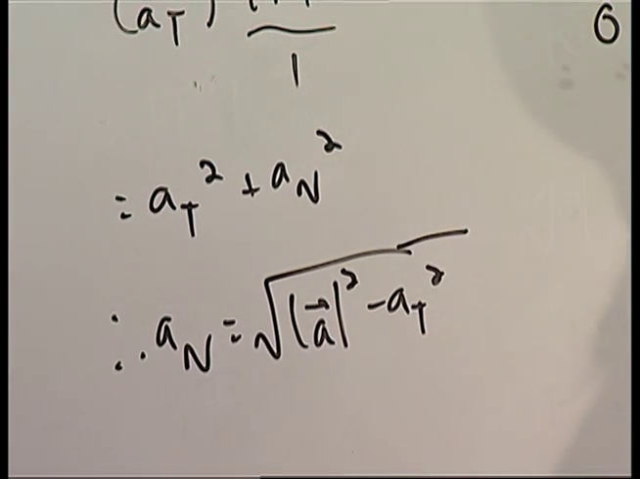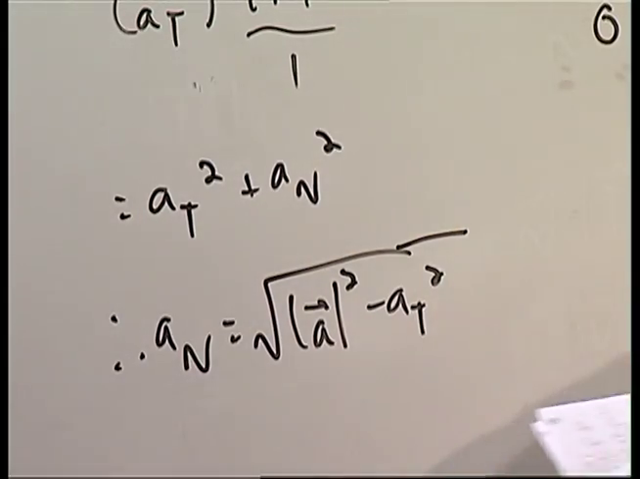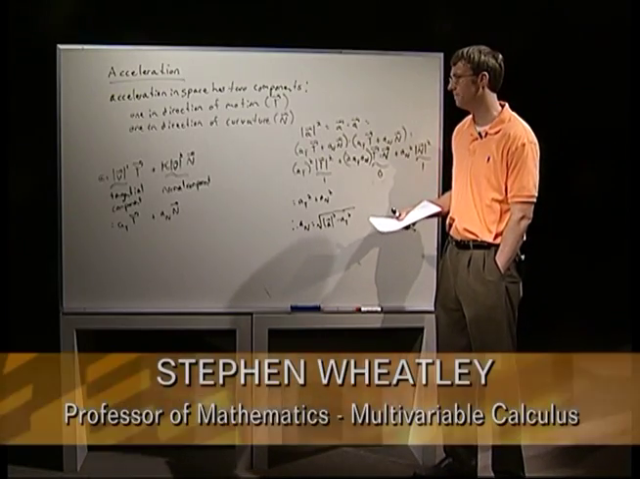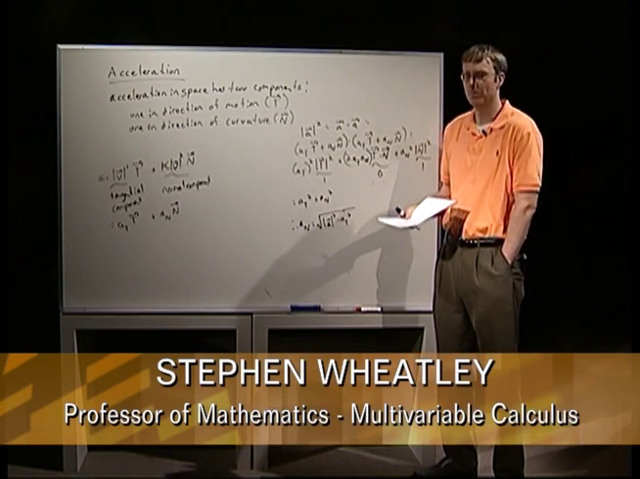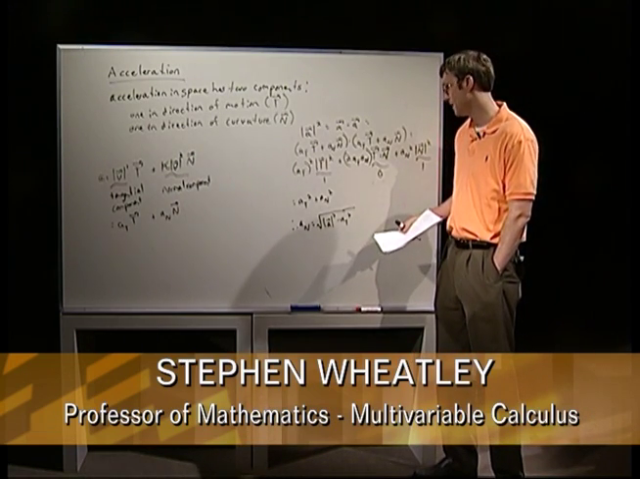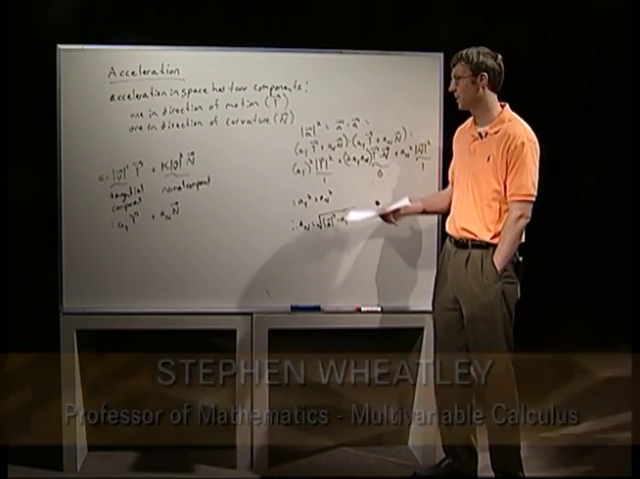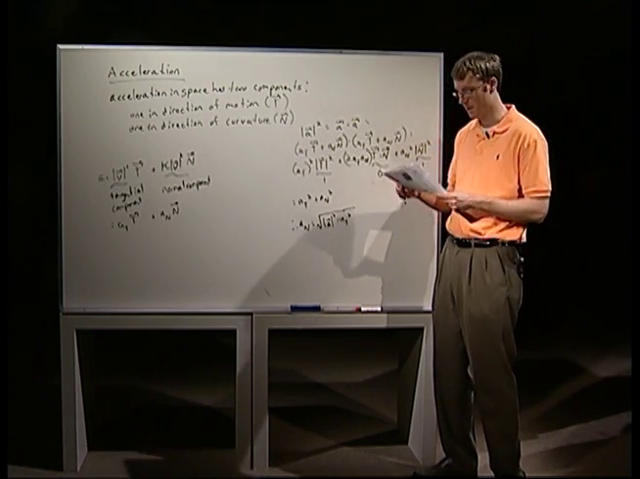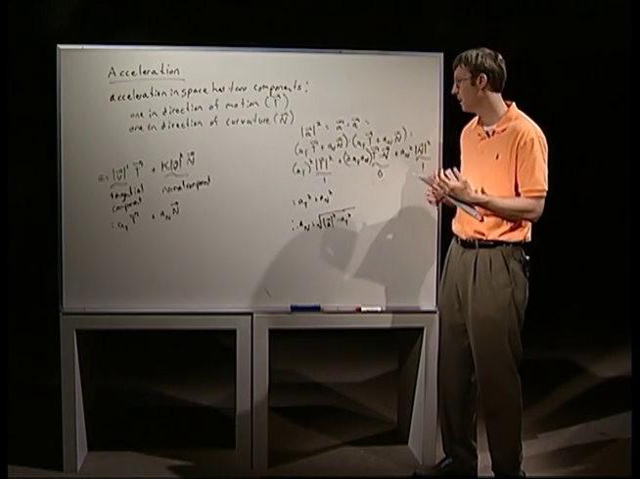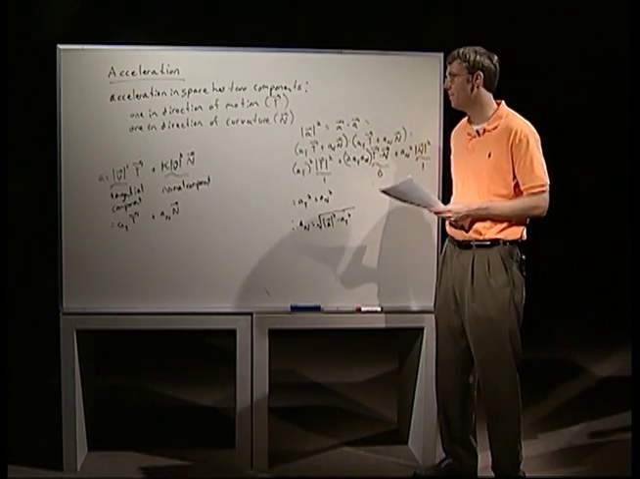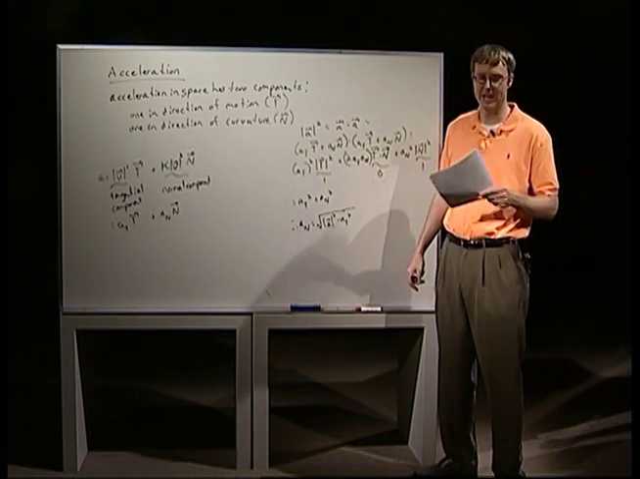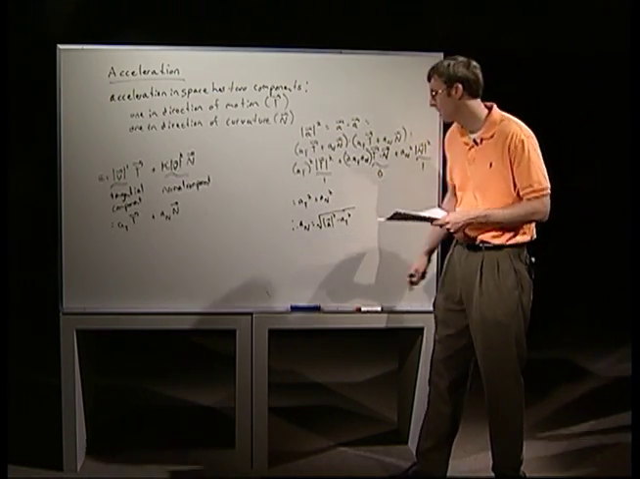So that may be a simpler way of going about getting it, if you don't feel like getting the curvature, for example. If you don't need it, this is a quick and easy way to get it if you're just talking about acceleration and decomposing into components. So there are two components of acceleration: one in the direction of the tangent, one in the direction of the normal.